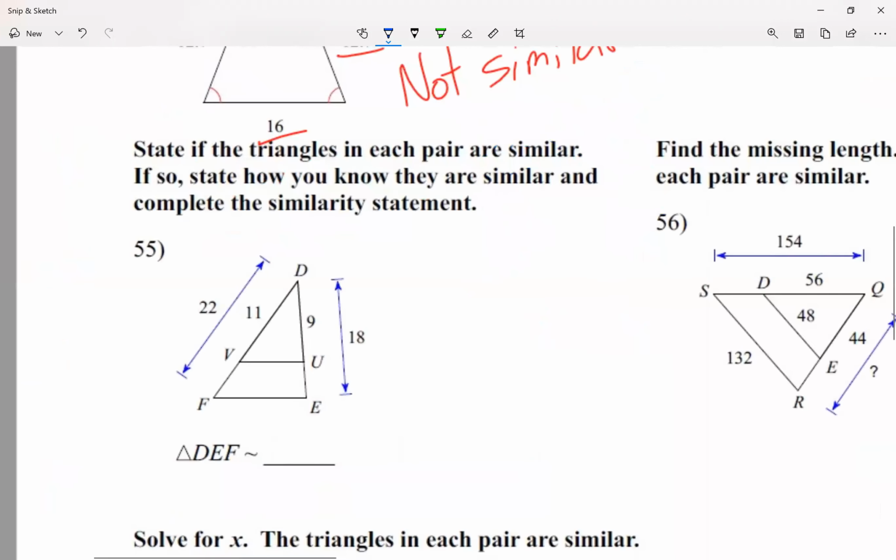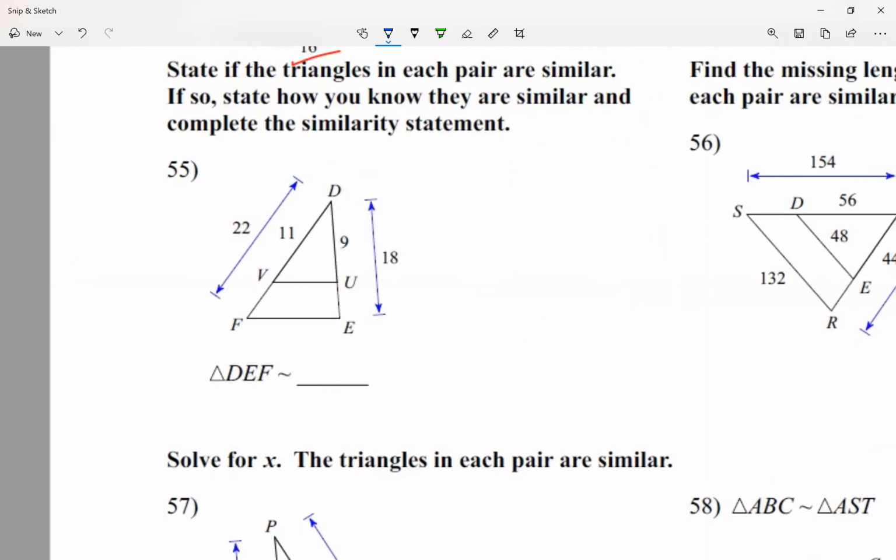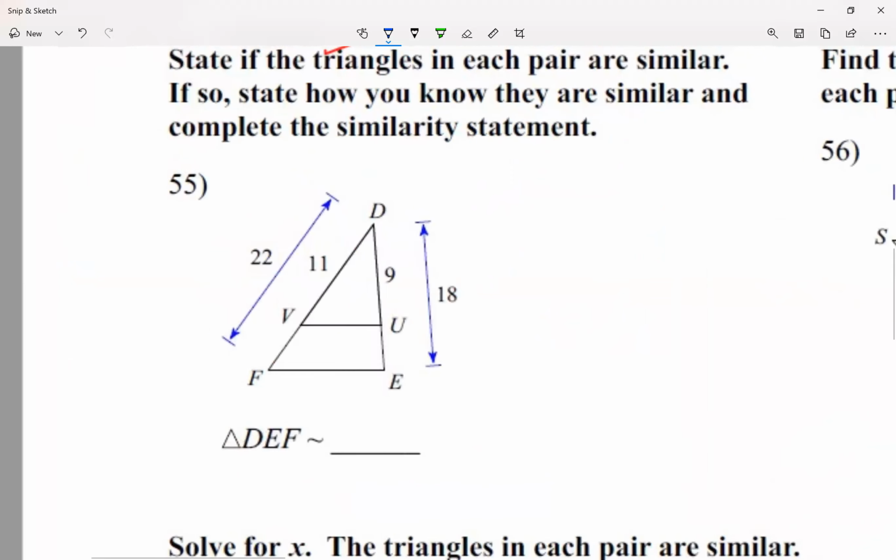Let's take a look at number 55. State if the triangles in each pair are similar. If so, state how you know they are similar and complete the similarity statement. I know this one was giving you a little bit of hard time when we were doing the homework. Let me remind you of the 3 rules that we can use. When we're looking if they are similar, I can use side, side, side. There's 3 rules that I can use. So side, side, side is one of them. Side, angle, side. And the last one is angle, angle.